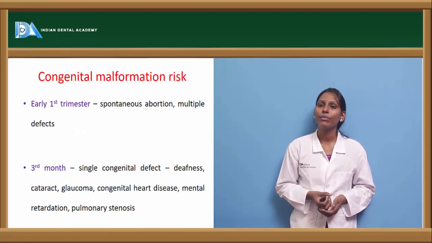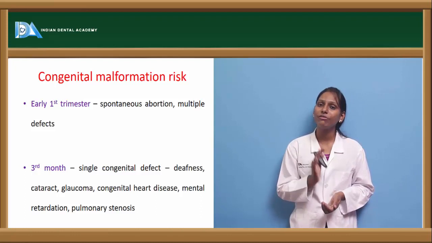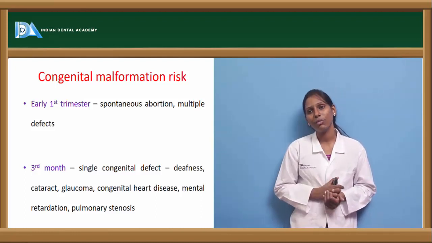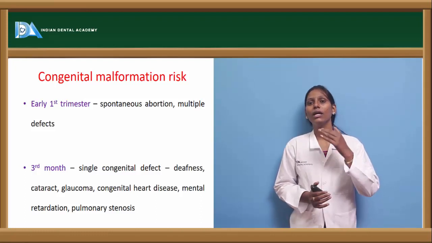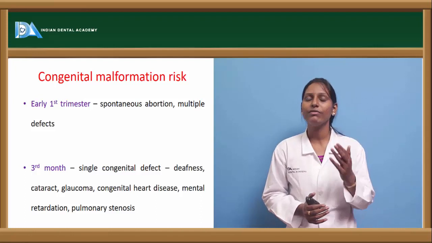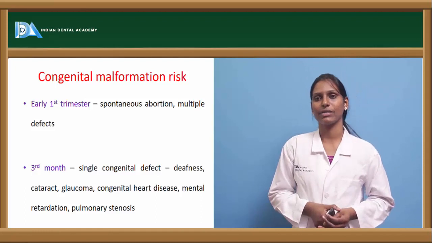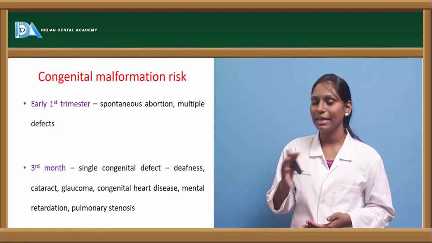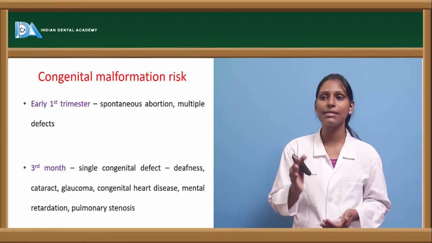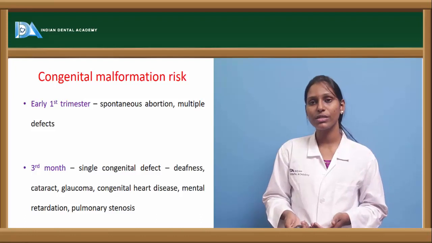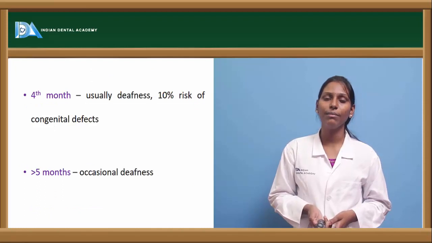Coming to the congenital malformation risk, if the pregnant woman is infected in the first trimester, then they can have spontaneous abortion and multiple congenital defects can be seen in these cases. If a pregnant woman is infected with rubella in the 3rd month, then they can have single congenital defects. These include deafness, cataract, glaucoma, congenital heart disease, mental retardation and pulmonary stenosis, which are various clinical features associated with congenital malformations.